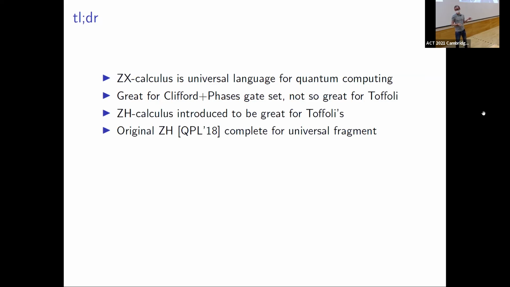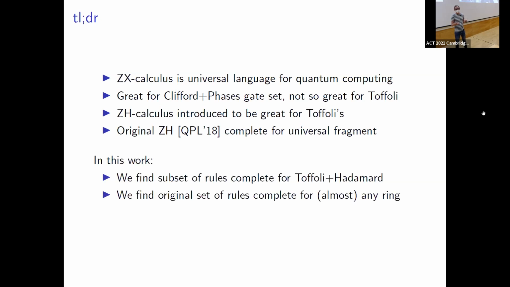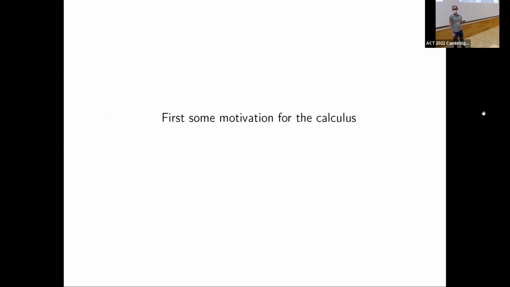The original ZH calculus was introduced in QPL 2018, and it was shown that this was a complete language for the universal fragment. Universal here means where we have all the unitaries on qubits. What we did in this work is we showed that a subset of those rules is already complete for the Toffoli-Hadamard gate set. The Toffoli-Hadamard gate set is a very small gate set that is already enough to approximate any quantum computation. So you can do everything with a quantum computer that you want with just a Toffoli and Hadamard gate. We also find that if you take this original set of rules, you get a universal calculus over any ring, so not just the complex numbers, but pretty much any ring. Along the way, we also found a nice way to encode arithmetic in ZH, which I'll get to. Okay, so motivation for this ZH calculus and why we do these things.